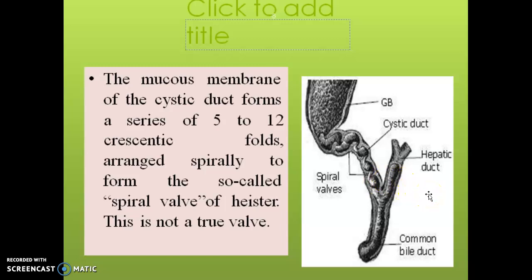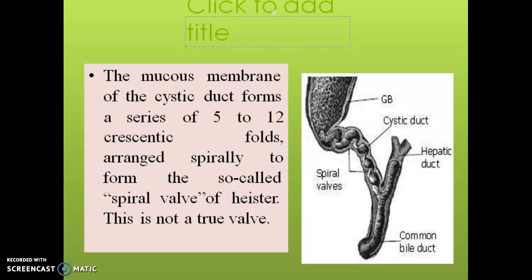One more point I want to add. Here is Hartmann's pouch, which is an outpouching of the wall of the gallbladder at the junction of the neck of the gallbladder and the cystic duct, and it may be the site where a gallstone impacts, which leads to mucocele of the gallbladder. So this Hartmann's pouch is very important.